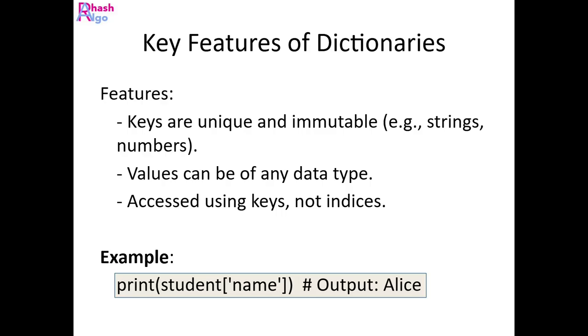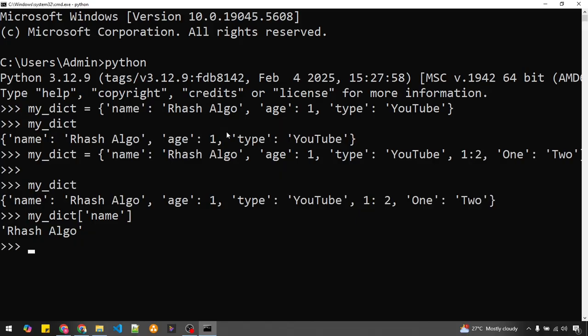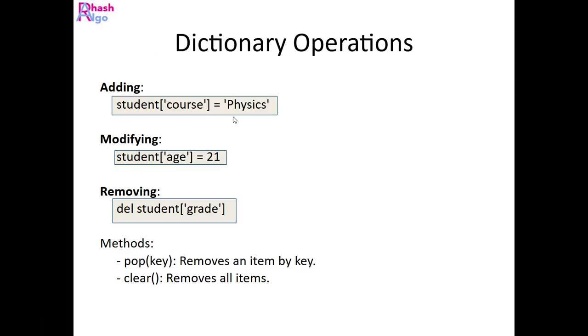If we want to access the elements, you need to use the keys, not indices. Remember this point. In the case of lists and tuples, we can access the elements by using indices. But in the case of dictionaries, we can access the elements by using keys only. That's one thing that you need to remember. Don't get confused with that.